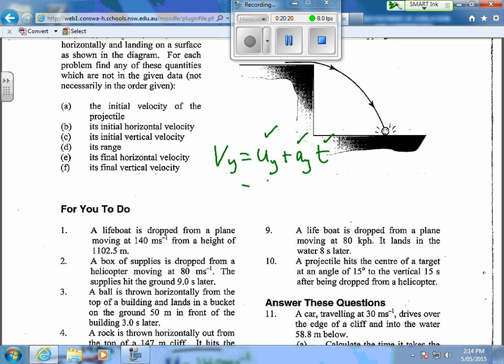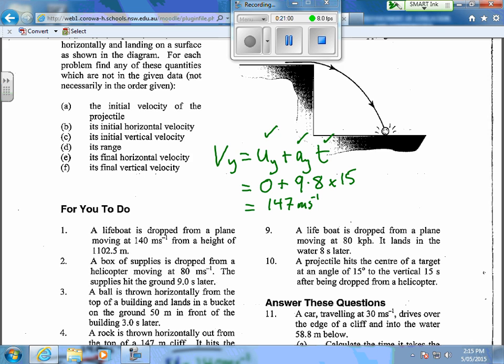Uy was 0 plus 9.8 times 15, and that's ignoring air resistance yet. So if you put that in there, what's that going to be? Anyone want to work that one out for me? Roughly 100. Yeah, very, very roughly 150. 9.8, what's 1/4? 147. So that's the final vertical velocity.